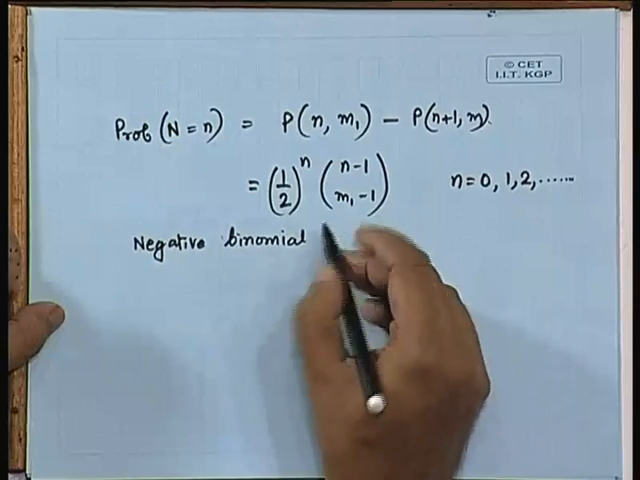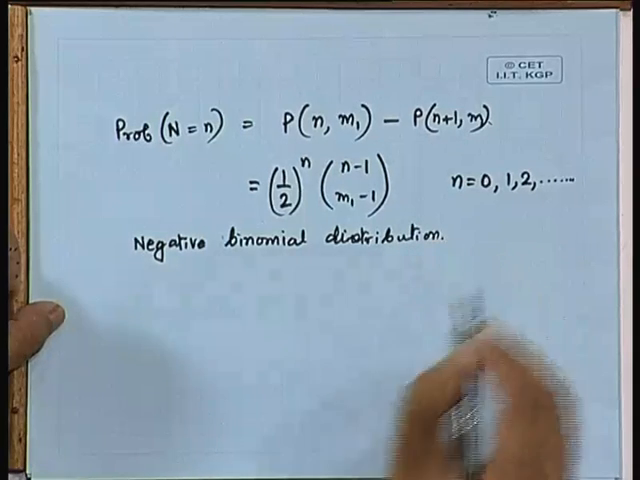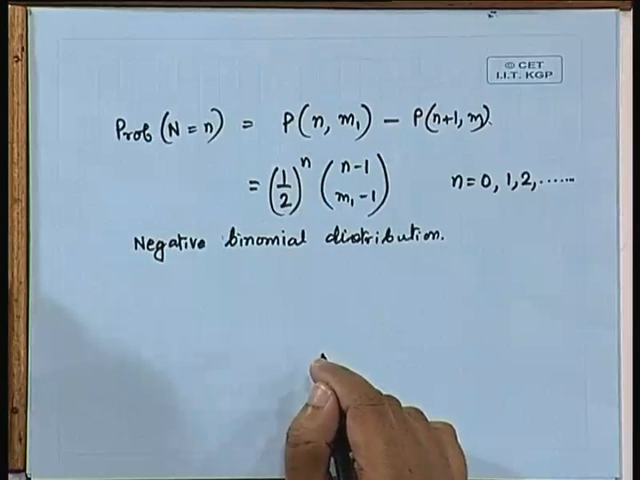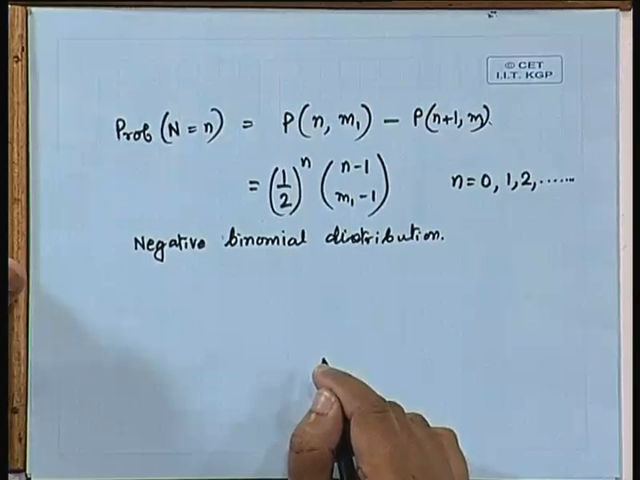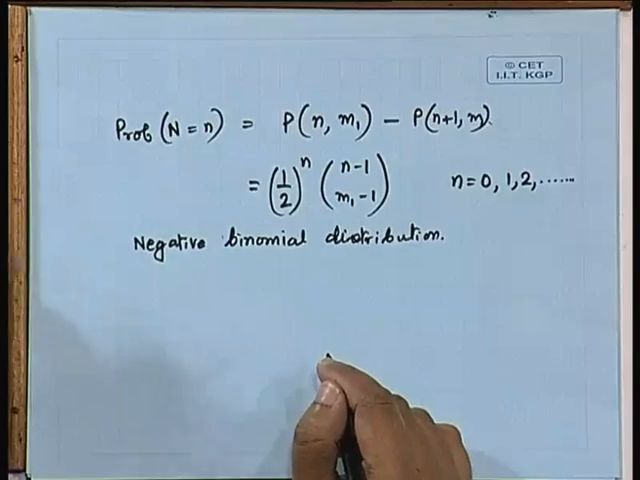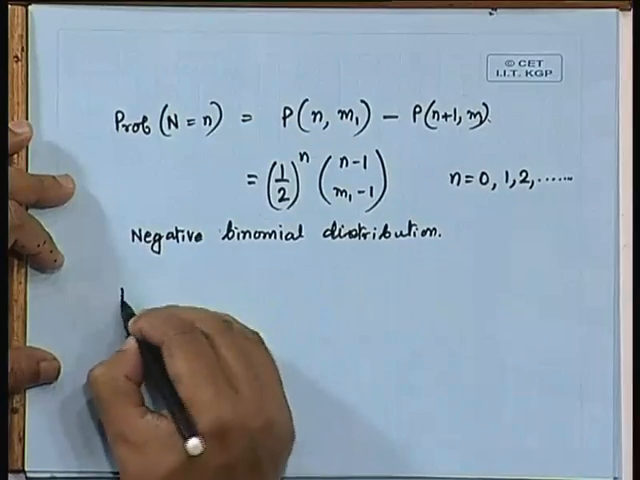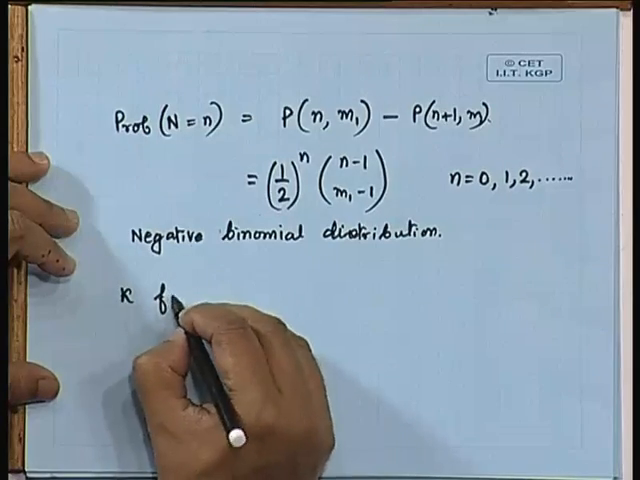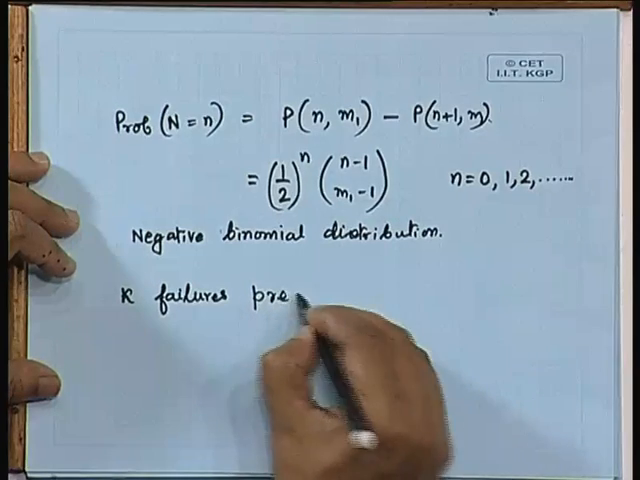This distribution is a negative binomial distribution. In fact, the negative binomial distribution is the one that we normally get from long repeated Bernoulli trials. So, what we have to consider is that you can consider any binary event experiment, let us say tossing of a coin, and you take the probability that k failures precede the rth success.